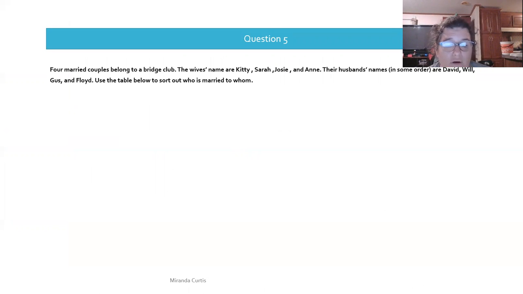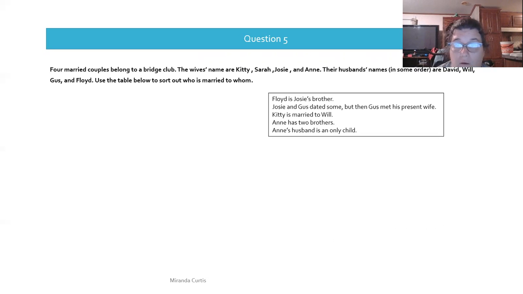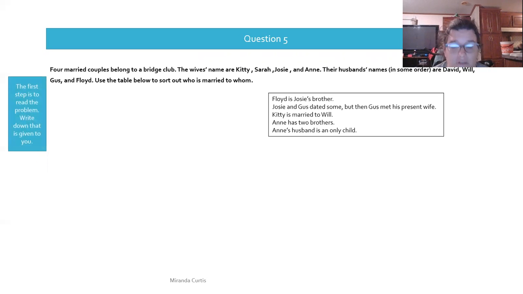It says 4 married couples belong to a bridge club. The wives' names are Kitty, Sarah, Josie, and Ann. Their husbands' names in some order are David, Will, Gus, and Floyd. Use the table below to sort out who is married to who. Okay, so what we're going to do, we have some information. Okay, the first step.